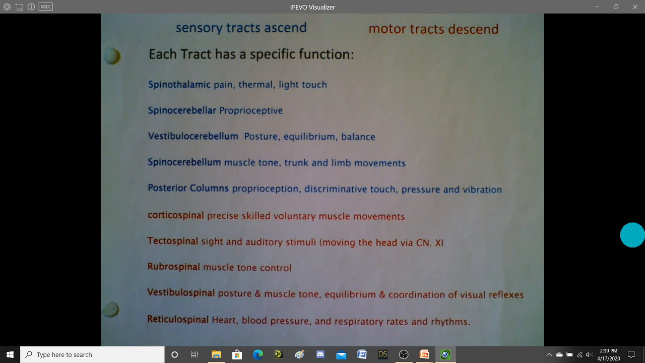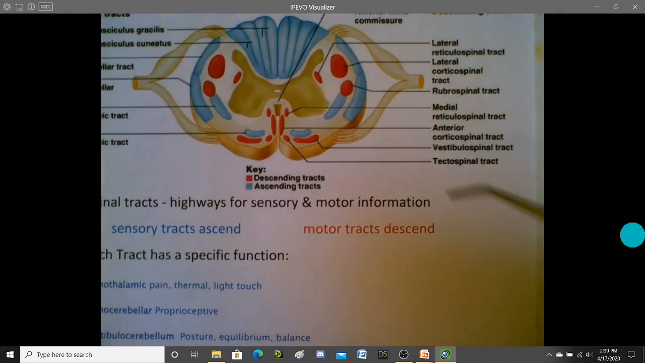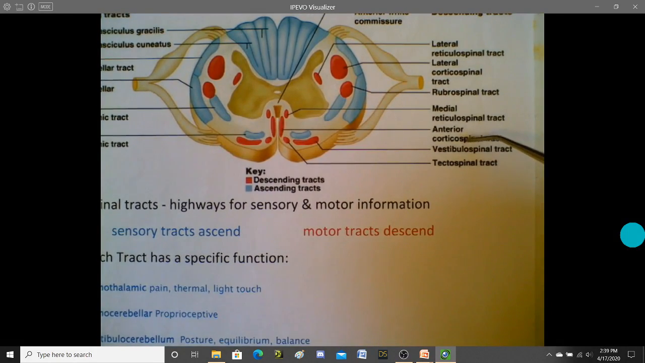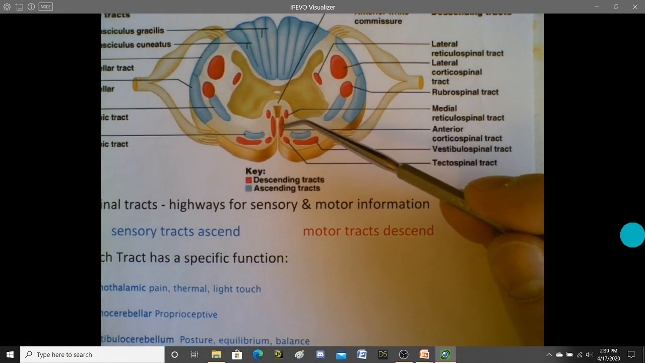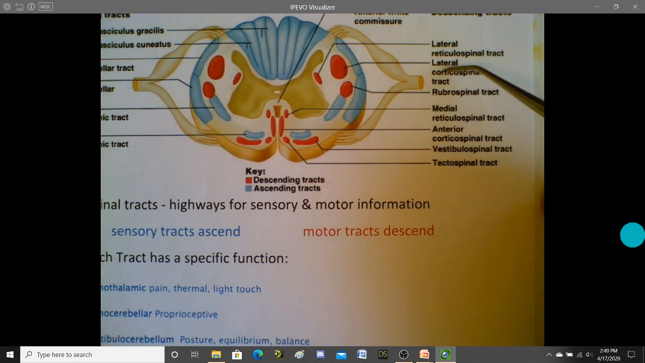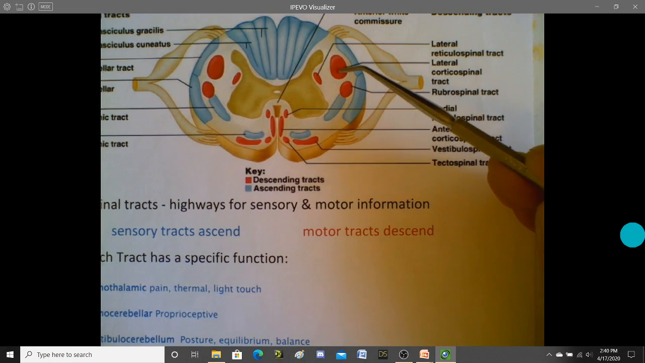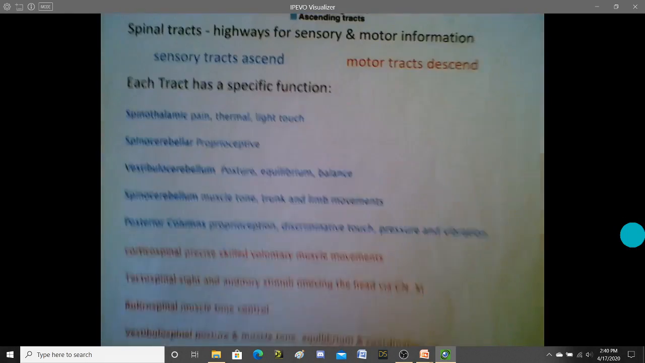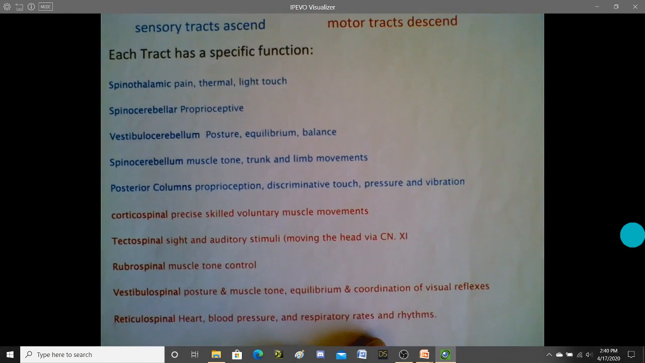So all of those functions where you're moving your body, those are going through the corticospinal tracts. And so, I mean, that's a pretty important function. Now, just to show you where they are, here is the corticospinal tracts. You can see them right here. Here's another corticospinal tract. These are sending precise, skilled movements to your body.